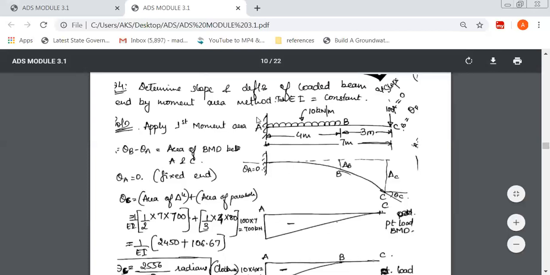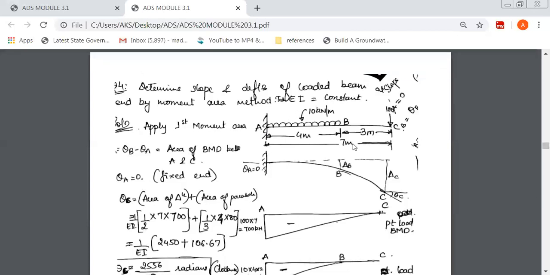700 kilonewton meter is the bending moment. Because it is acting to the right side, the clockwise moment from right side forces is negative. That's why I've shown it on the negative side. So this is 700 kilonewton meter. And because it's a point load, I've shown this as a linear line.